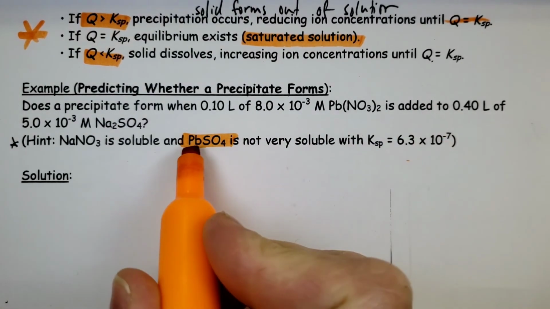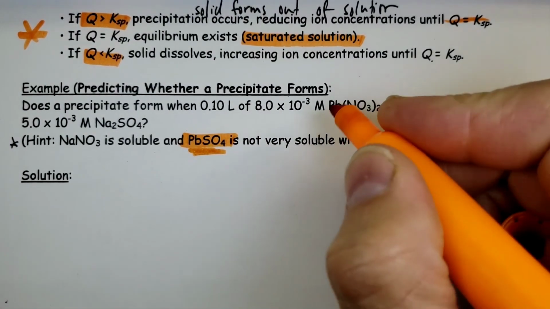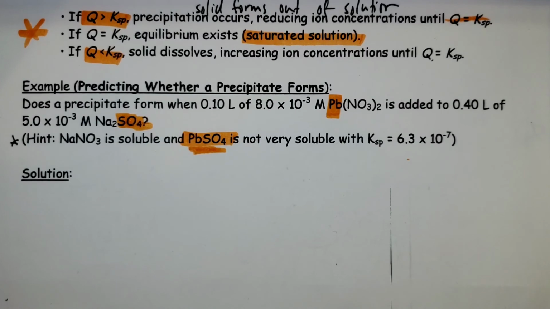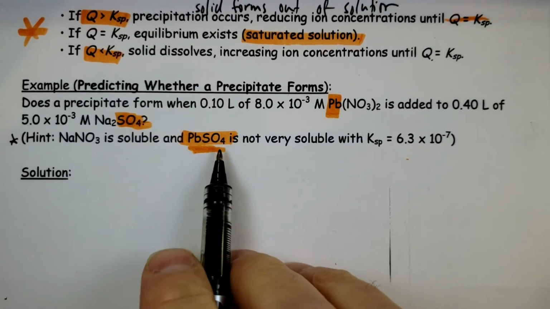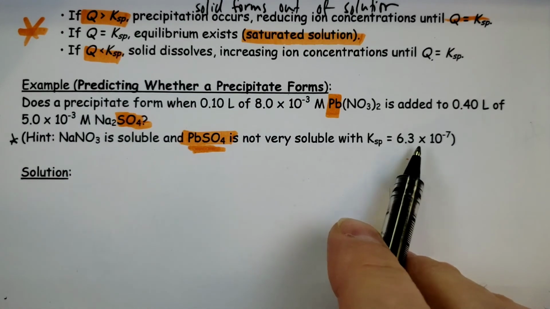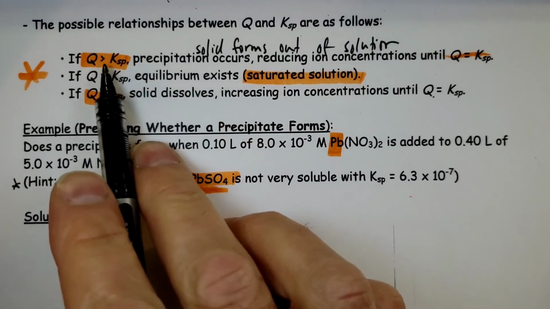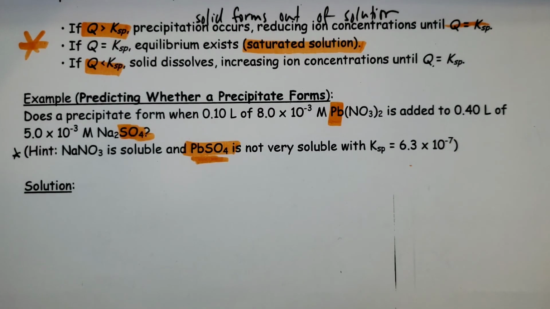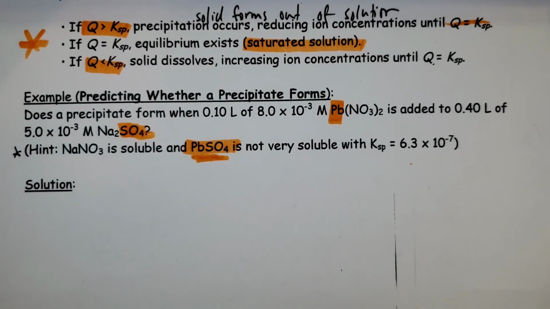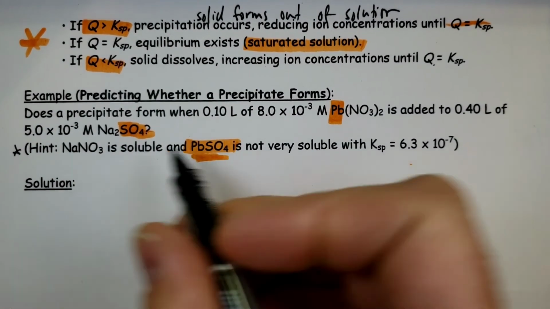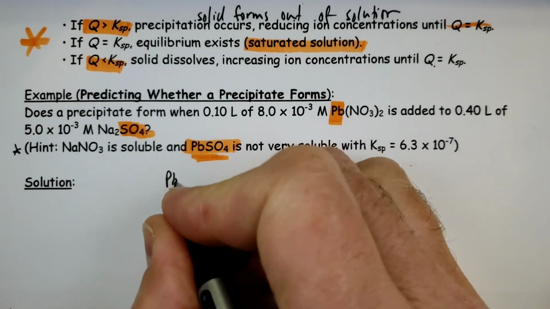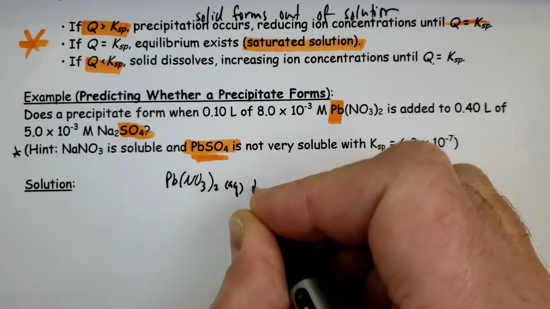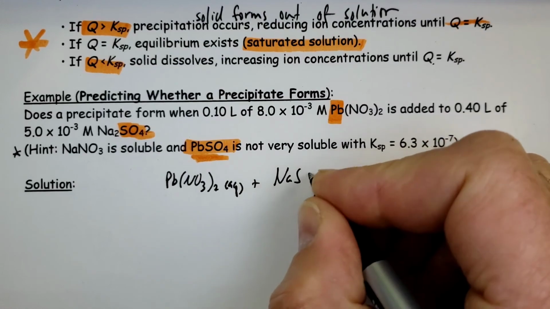So if I'm talking about lead sulfate not being very soluble, I have to figure out how much lead and how much sulfate is going to be in my solution so that I can see, does my value equal the KSP, or is it greater than or less than? And again, if that Q is bigger than the KSP, that means I have more ions than are capable of making a saturated solution, so the extra solid will remain on the bottom. Right, so in this scenario I have lead nitrate, Pb(NO3)2, aqueous, and I'm combining that with sodium sulfate.